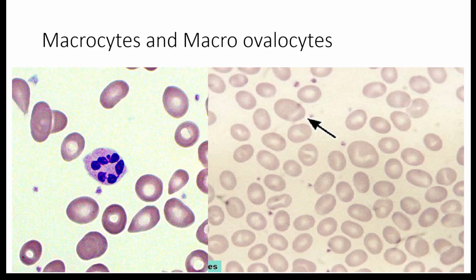Macrocytes and macroovalocytes are classical features seen in B12 folate deficiency. Now have a look at this. This is a macrocyte compared to this. If this were considered to be the normal RBC, this is a macrocyte and this is a macroovalocyte. Presence of macrocytes and macroovalocytes should raise a suspicion for megaloblastic anemia.